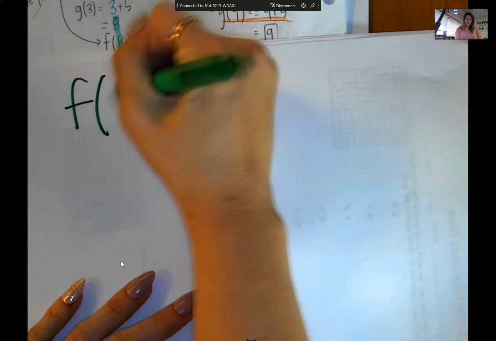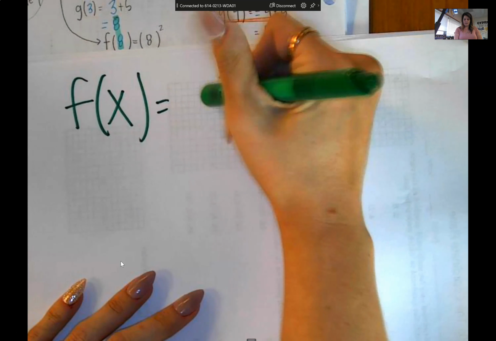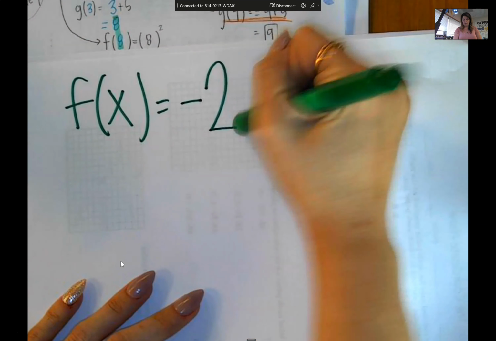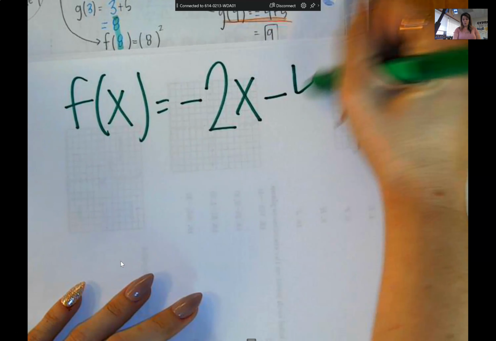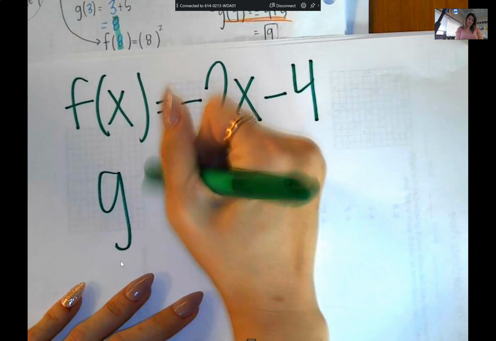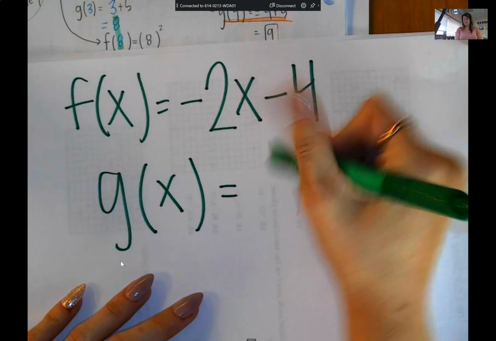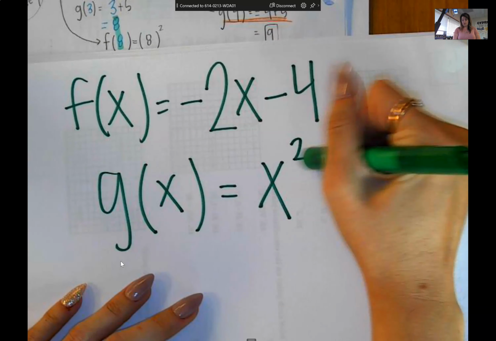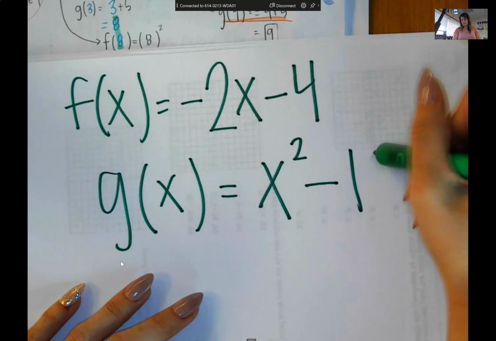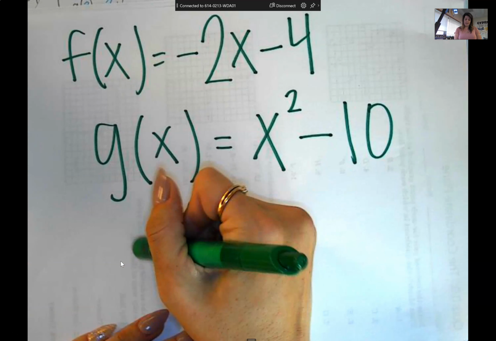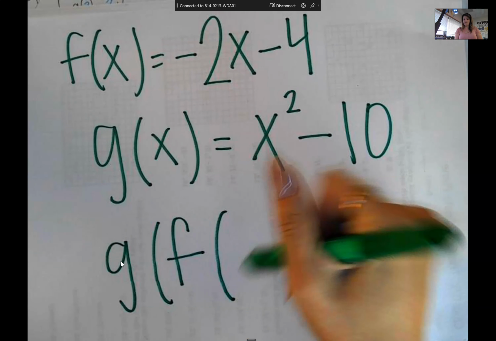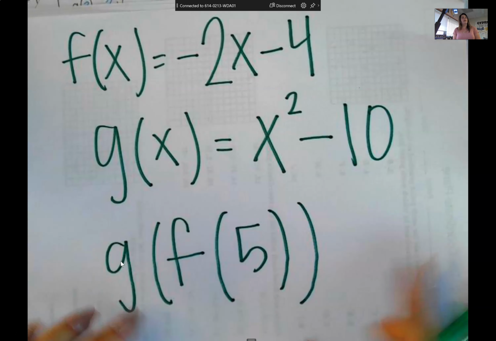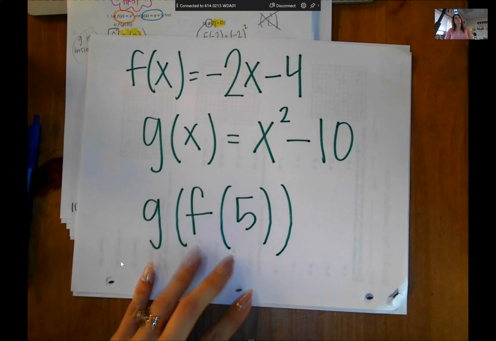Okay. F of x is negative 2x minus 4. G of x is x squared minus 10. Find G of f of 5. Okay, there it is.